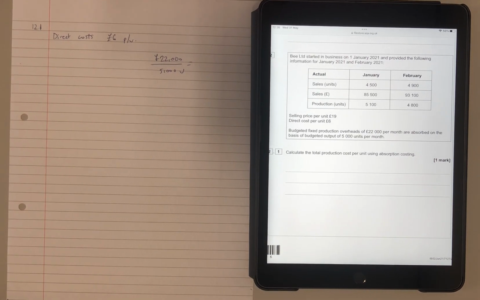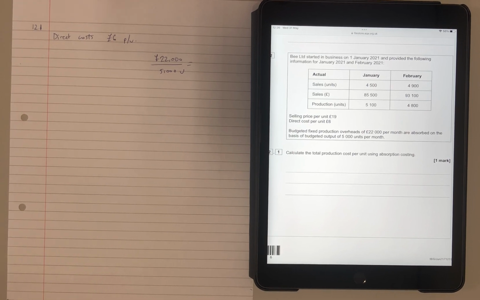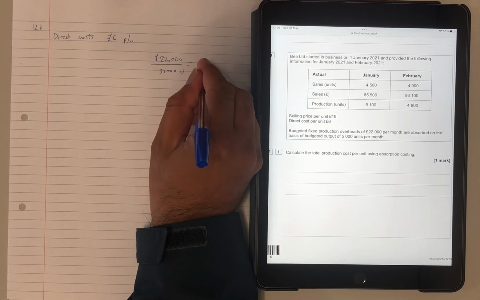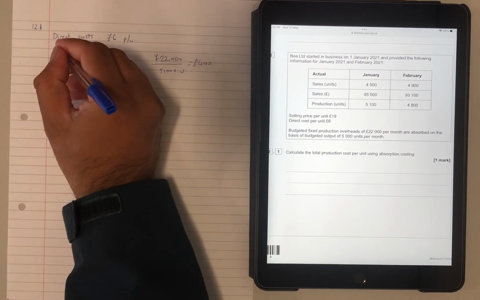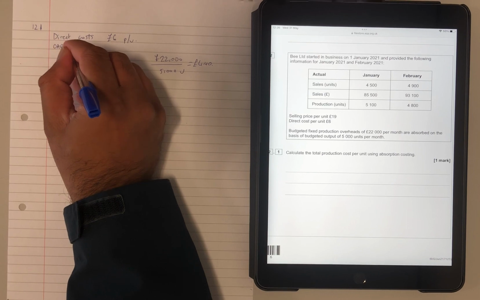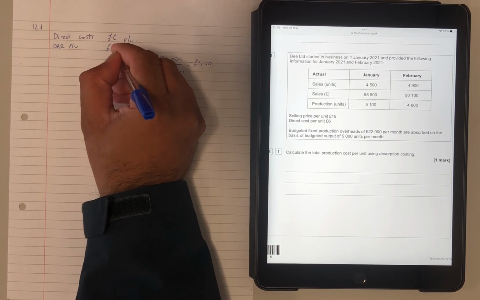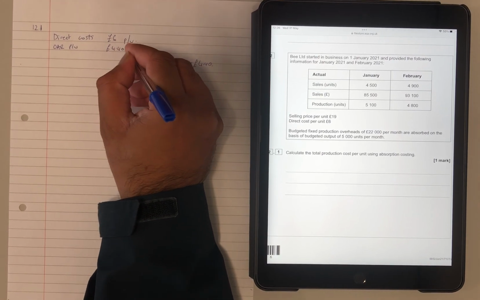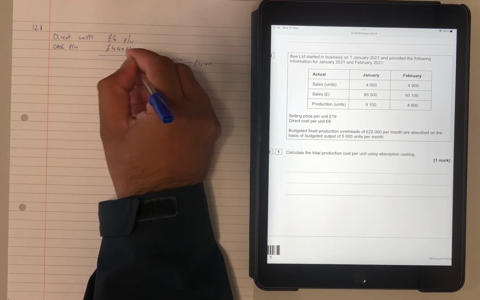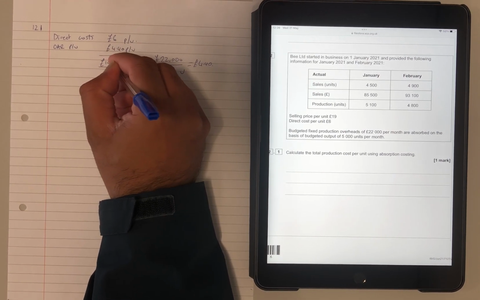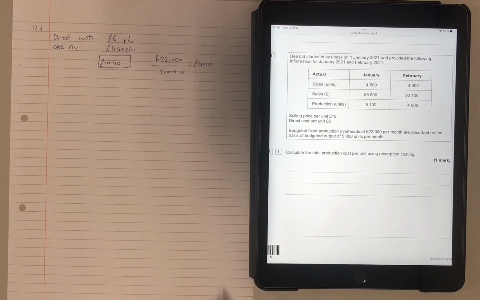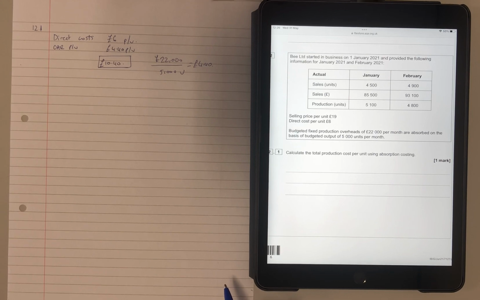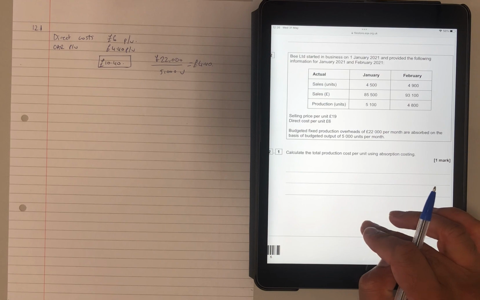Let me just double check. Divided by 5. Yep, £4.40. So you've got direct costs, and then you've got the OAR per unit, which is £4.40 per unit, and that gives you a total of £10.40. So that is your answer in the box, £10.40. That's the production cost for one of these items. Okay, let's move on to the next question.